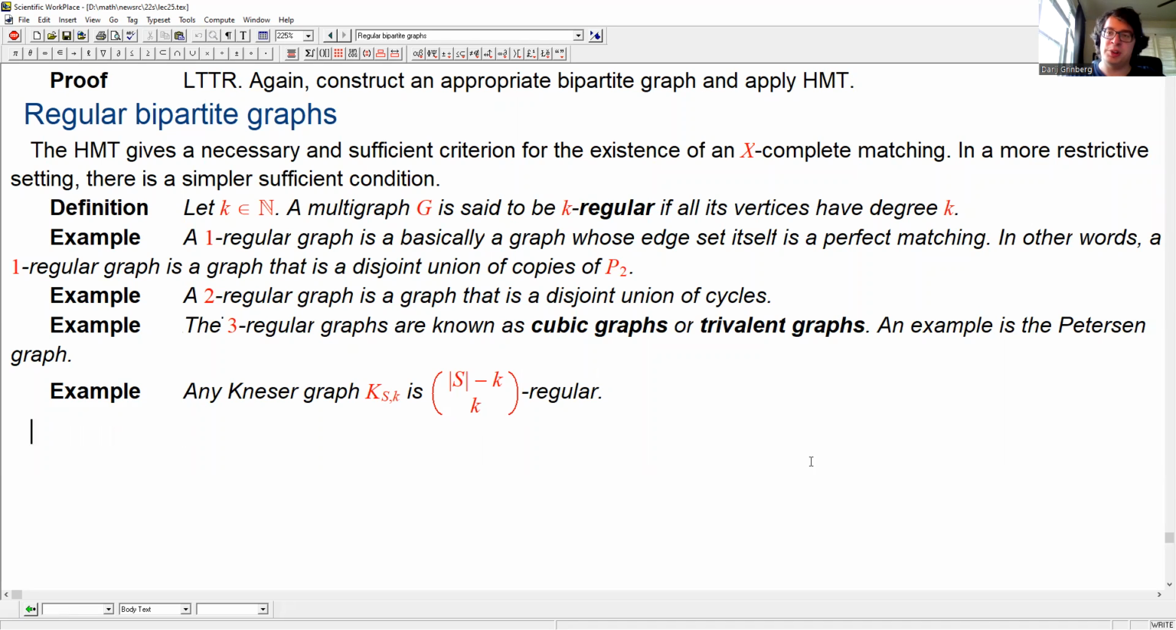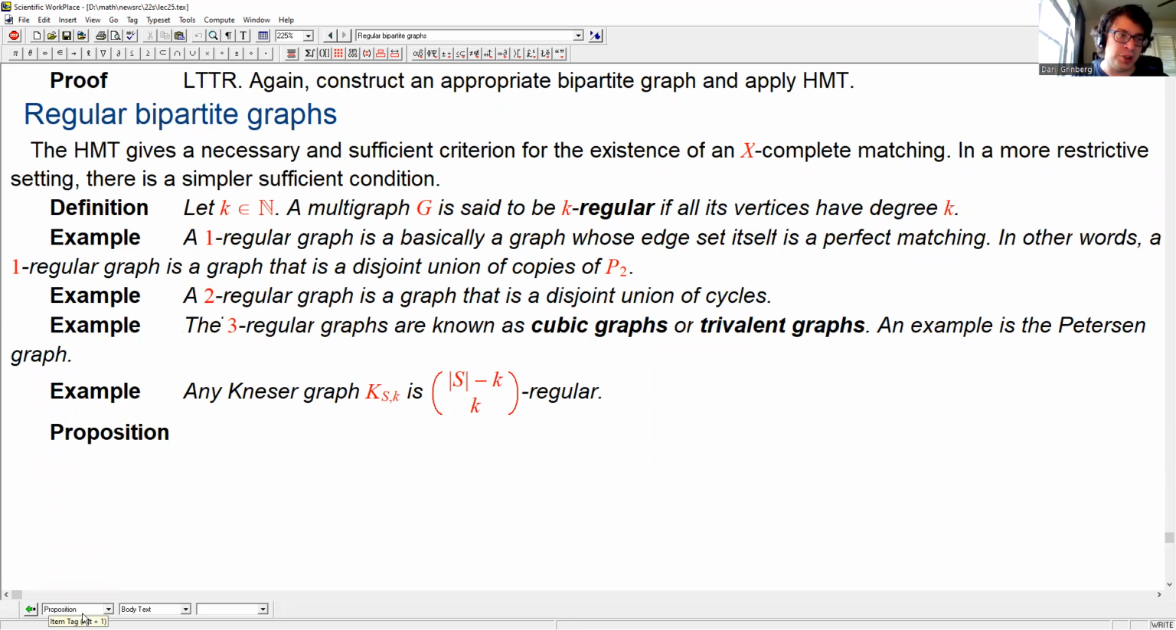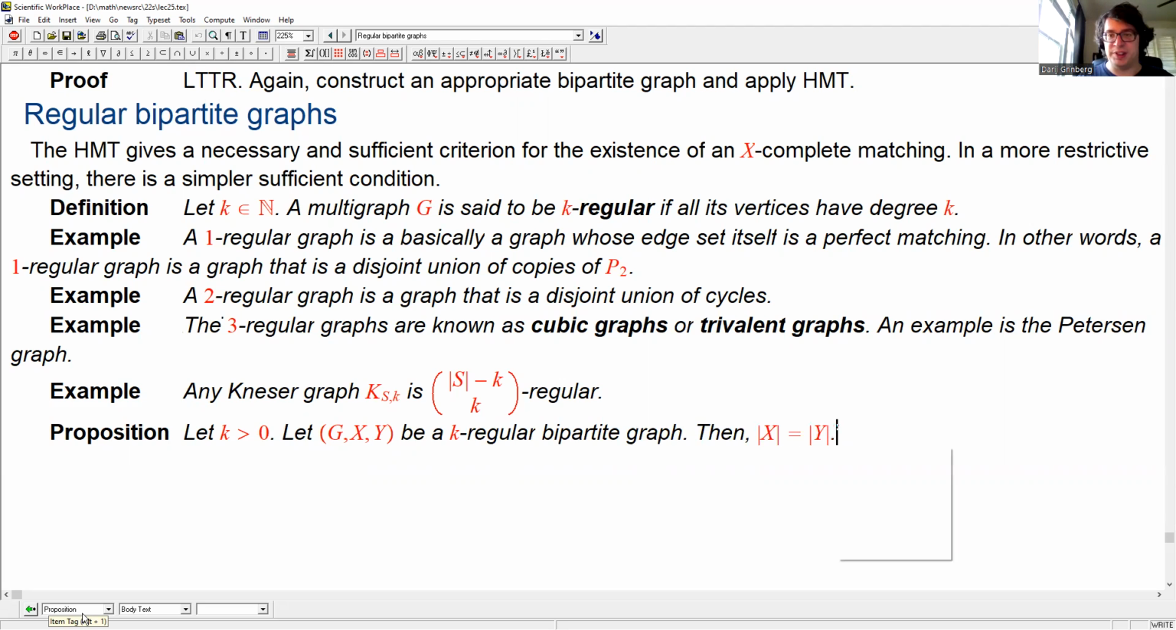Okay, so I haven't talked about regular graphs very much because honestly, there aren't that many things you can say about them. However, bipartite regular graphs are particularly nice. Here is a simple fact you can show. So let G with parts X and Y be a k-regular bipartite graph. Then there are equally many left and right vertices.